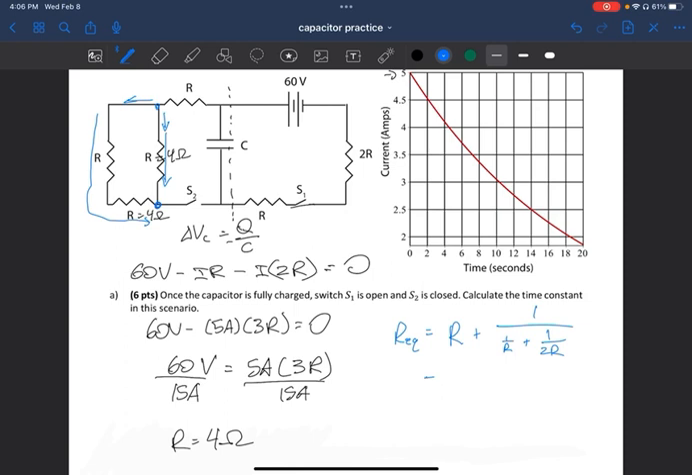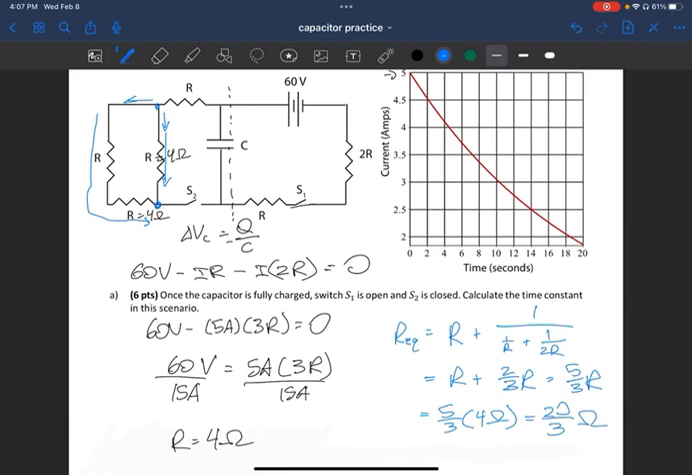So to simplify this, 1 over R plus 1 over 2R is equal to 3 over 2R. So flip that and we get 2R over 3. And so R plus 2R over 3 equals 5/3 R. So our equivalent resistance is 5/3 R, but we know R is 4 ohms. So we get 5/3 times 4 ohms, or 20 over 3 ohms is the equivalent resistance for that side of the circuit.